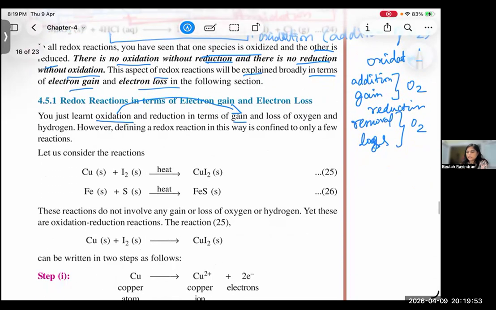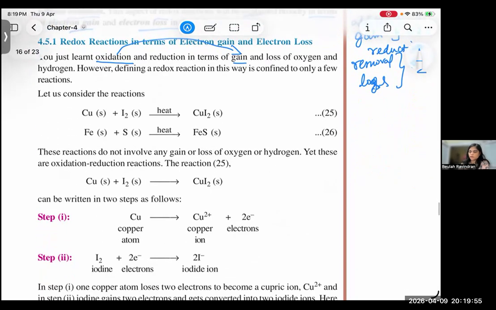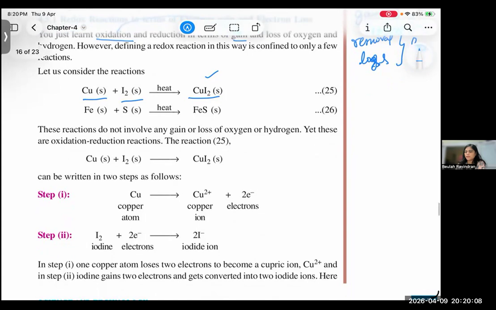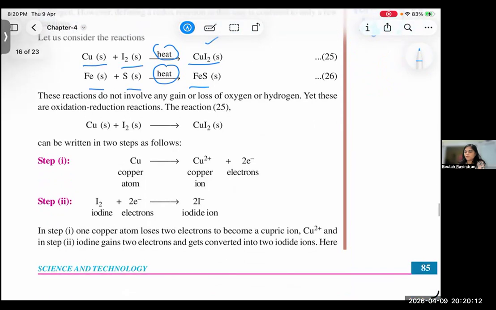See, let us consider this equation. This is also very important. Copper solid plus iodine solid gives cupric iodide, so it is also solid. That means it won't be converted into an ion. In the presence of heat, all are endothermic. Same way ferrous sulfide also, same way cupric iodide also.